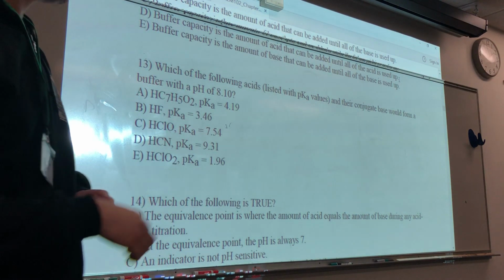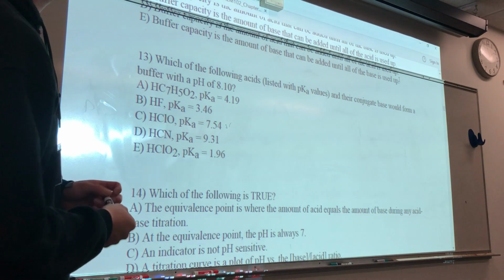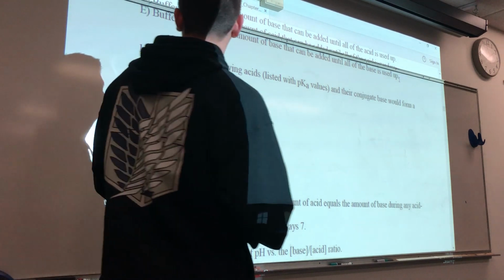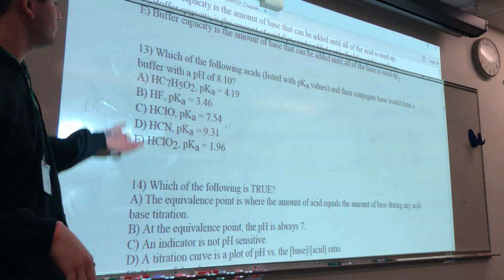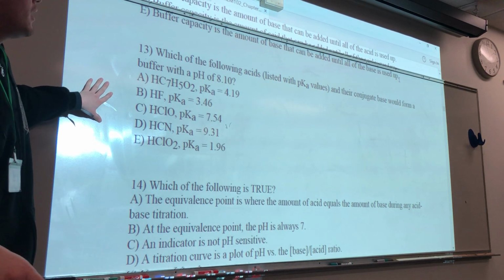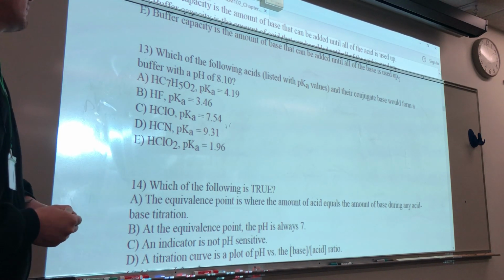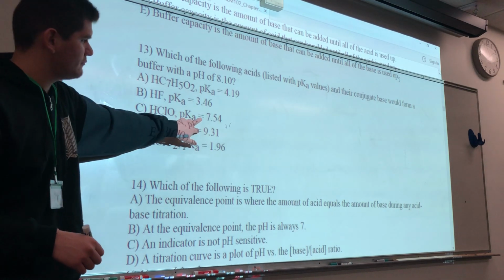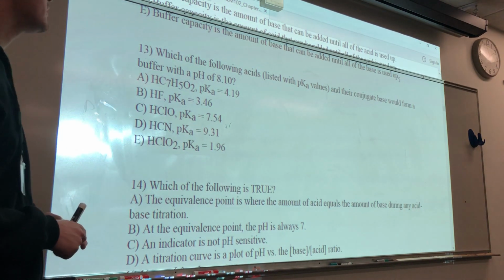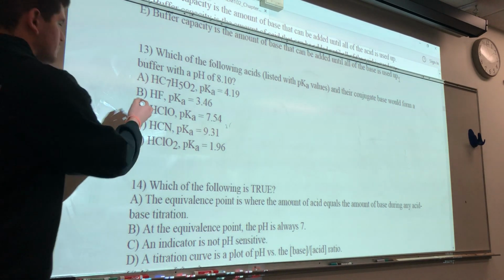4 points. You can do this. Which of the following acids listed with pKa values and their conjugate base would form a buffer with a pH of 8.0? So again, let's. Oh, never mind, it's pKa's. So C or D? Which one's further away? It would be C. No, D. C is closer. Yeah, C's closer. C, right.